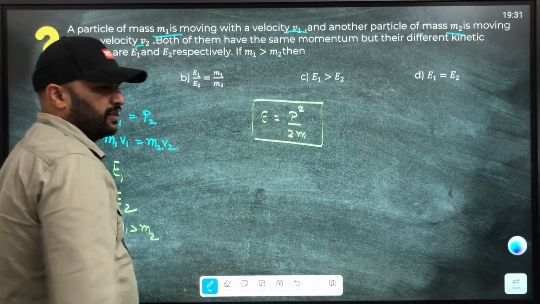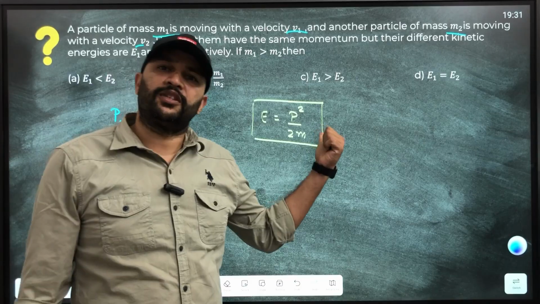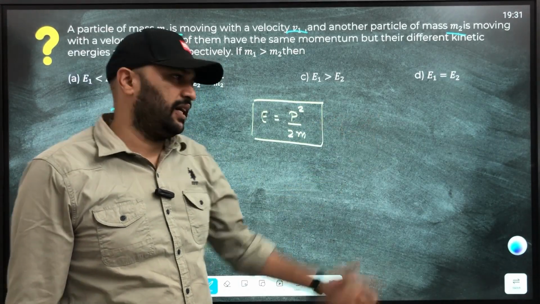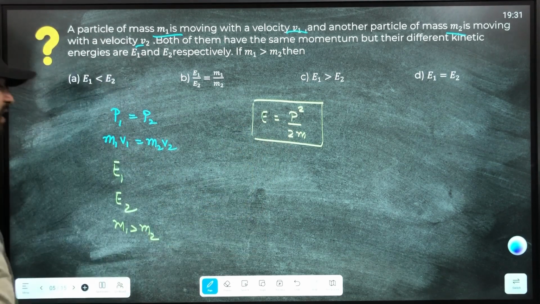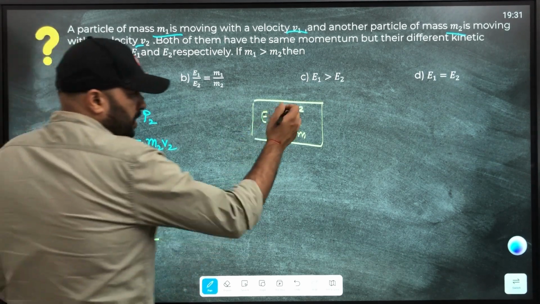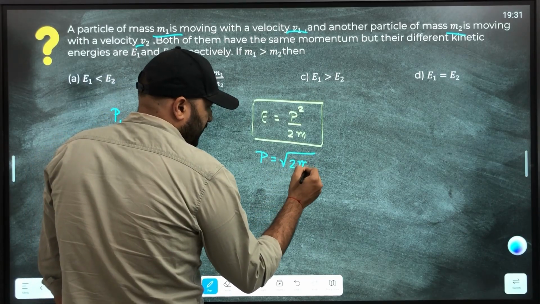P is momentum, and M is the mass. Because our remaining problems will be focusing on this particular expression, you can write it somewhere, right? E is equal to P square by 2M. E is kinetic energy, P is momentum, M is the mass. Now from here, we can say that P is nothing but under root 2M times kinetic energy.